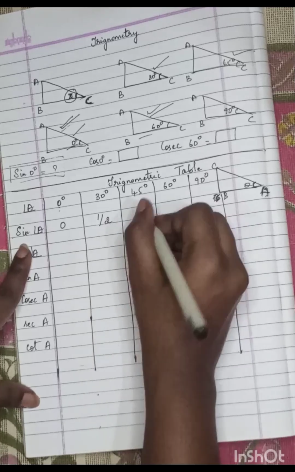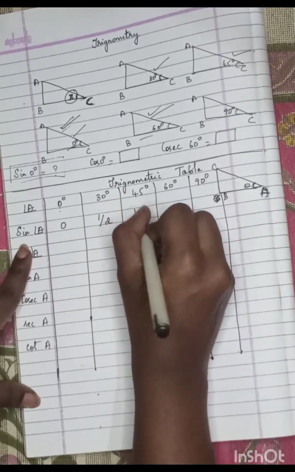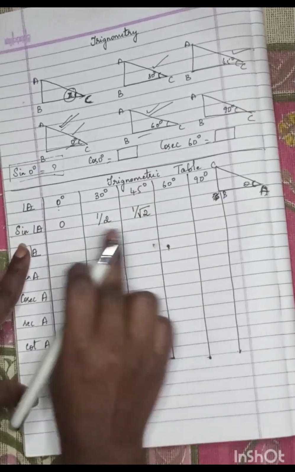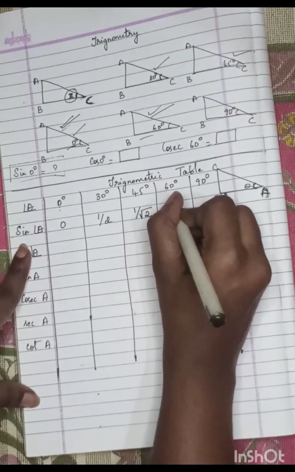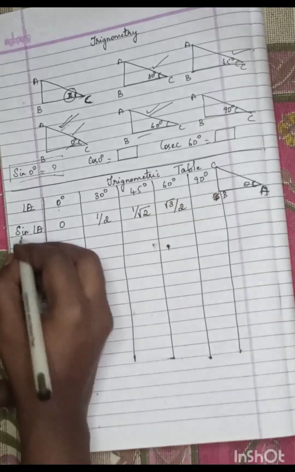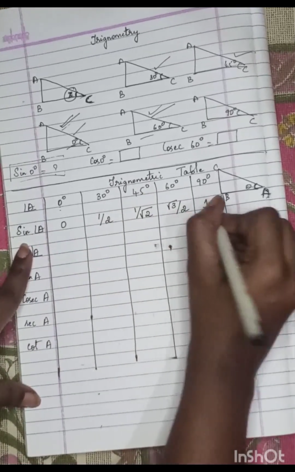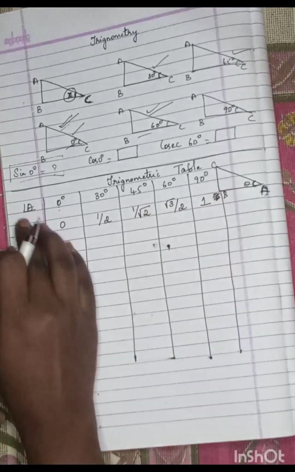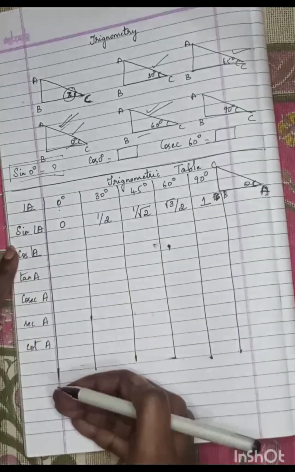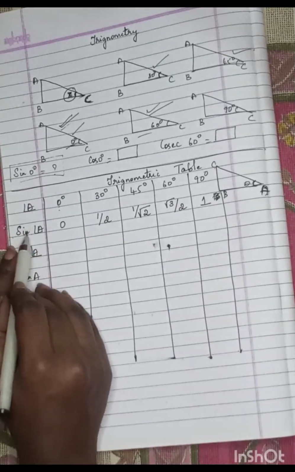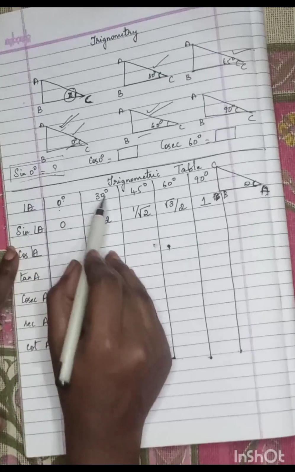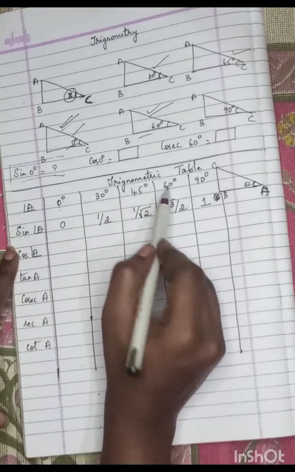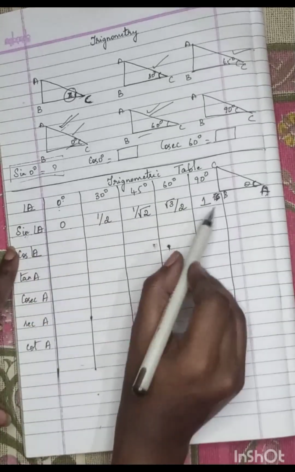Sine 45 degree is 1 by root 2. Sine 60 degree is root 3 by 2. And sine 90 degree is 1. Now, these are the values which are supposed to be learned by heart. All the other values you will automatically get. Now, sine 0 degree is 0. Sine 30 degree is 1 by 2. Sine 45 degree is 1 by root 2. Sine 60 degree is root 3 by 2. Sine 90 degree is 1.